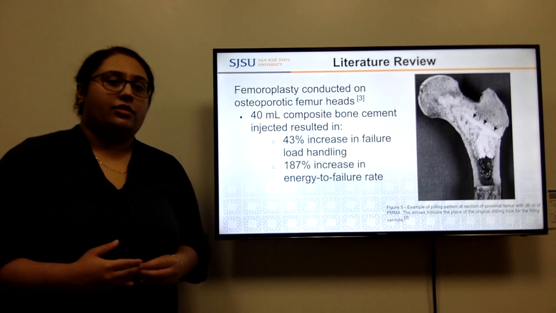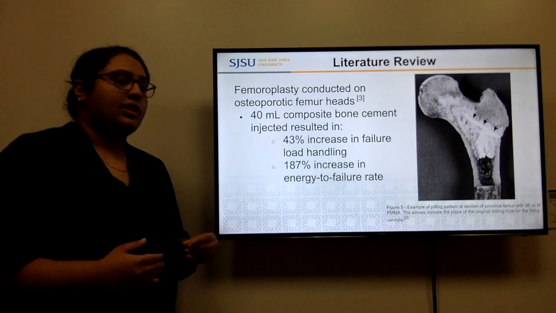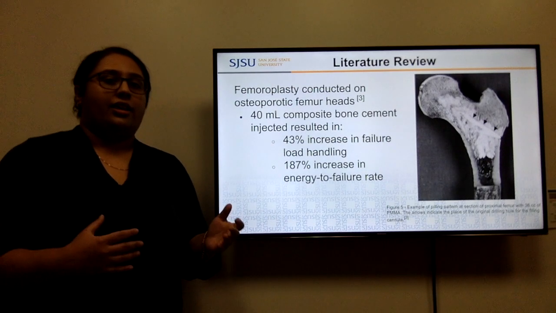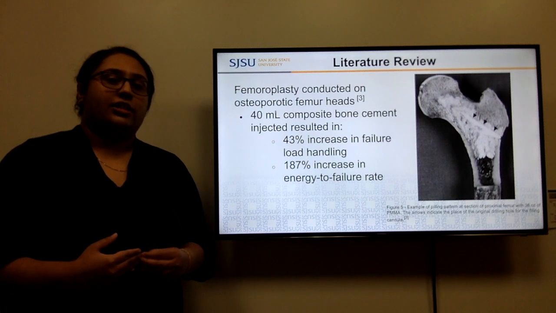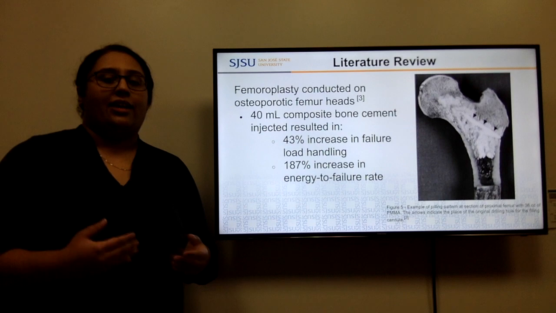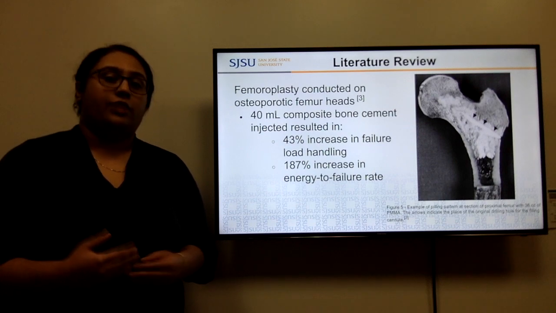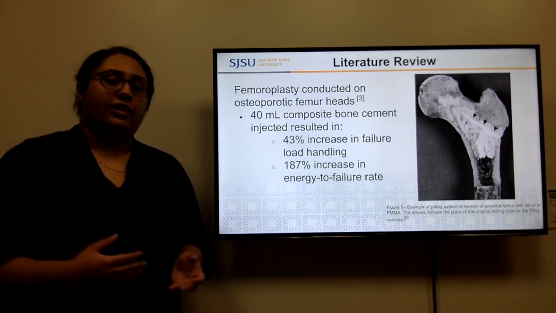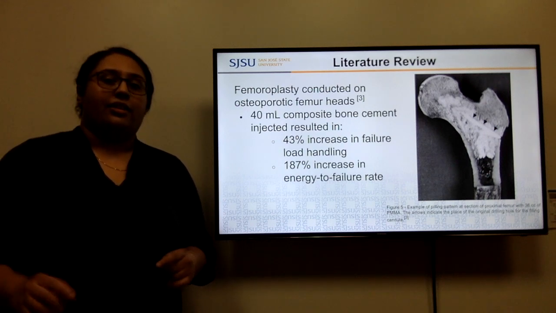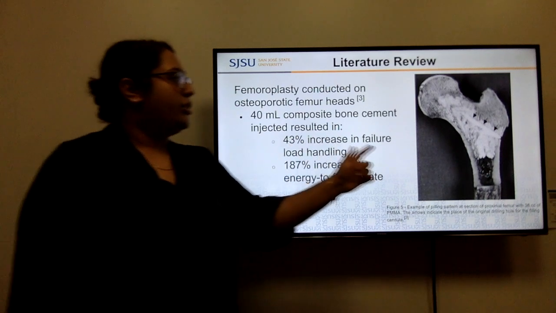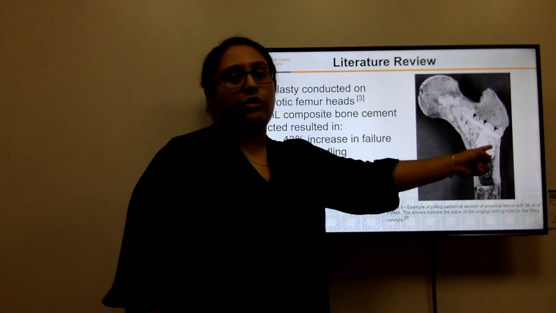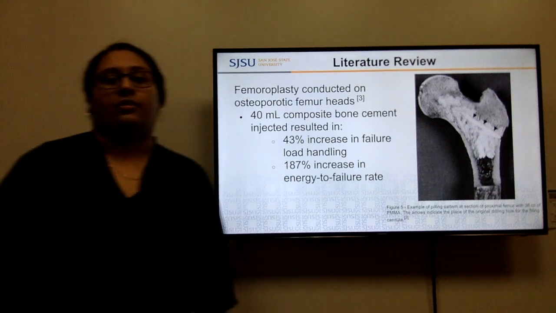The second literature that we studied was the femoroplasty conducted on osteoporotic femur heads. In this one, they injected around 40 milliliters of composite bone cement, and the results showed a 43% increase in failure load handling and a 187% increase in energy to failure rate. The image here shows where the PMMA was injected, while the arrows show where the screw was inserted.